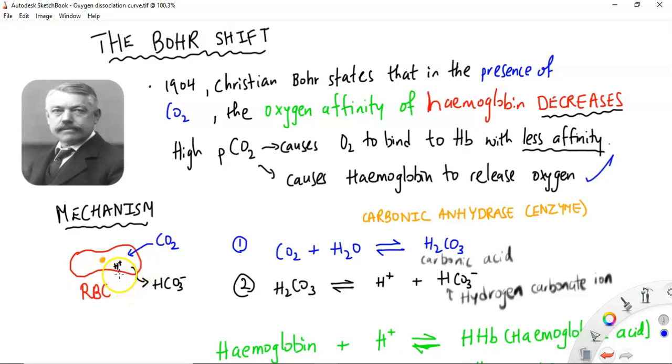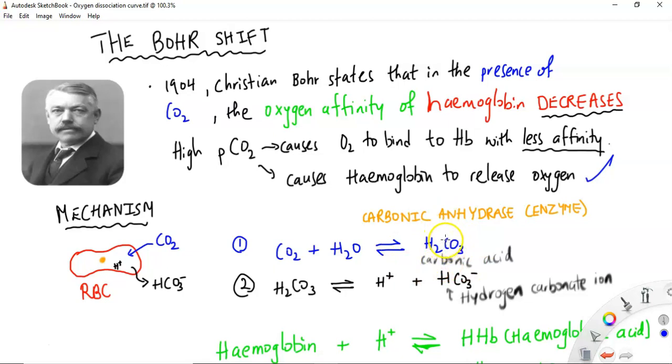Within the red blood cell, you have a special enzyme, and you have to store it in your long-term memory right now. This enzyme is called carbonic anhydrase. What this enzyme can do is speed up the reaction of carbon dioxide and water to give us carbonic acid. It's a reversible reaction. So once carbon dioxide gets into the red blood cell, this enzyme helps this to happen. Carbon dioxide plus water gives you carbonic acid.